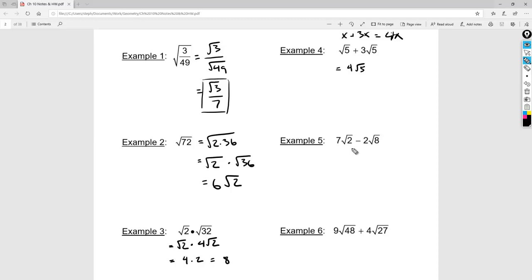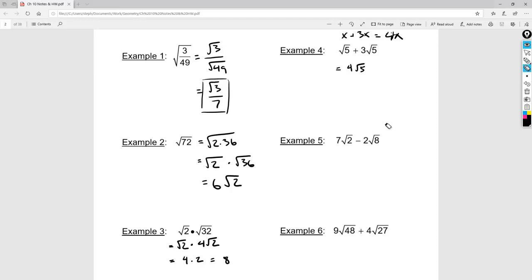Alright, similar thing here, except I have to do a little bit of simplification first. So I have the square root of 8 here. Now I cannot subtract this the way that it is. The square root of 2 does not match with the square root of 8. So similar to my variables, if I have, for instance, x minus y, you cannot simplify this, right? They're different.